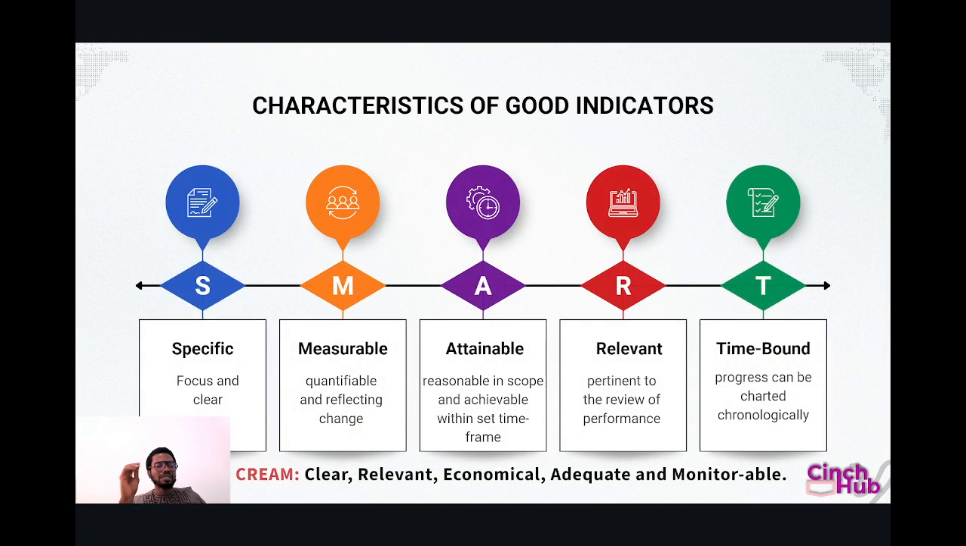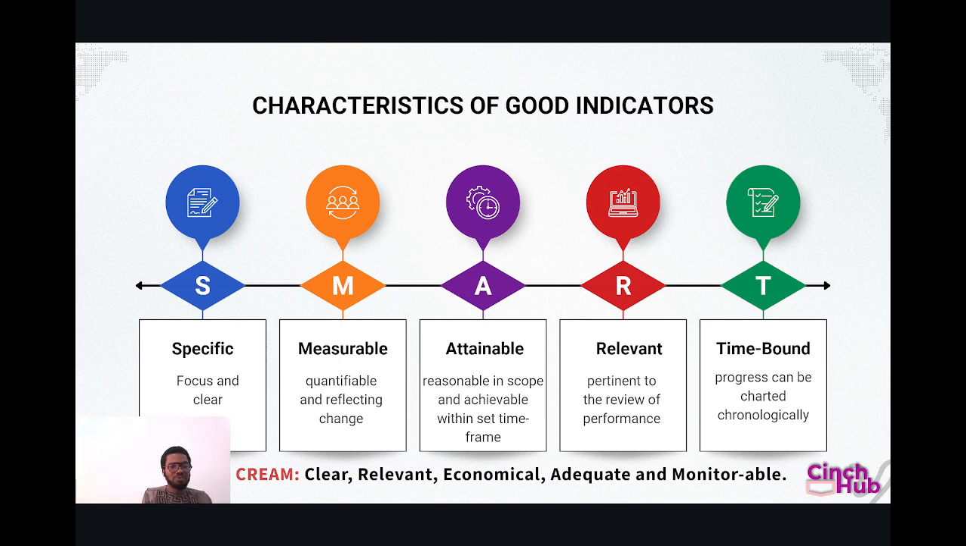So what are the characteristics of a good indicator? A good indicator must be SMART. I believe you must have heard this before, but we need to reinforce it. A good indicator must be SMART. S stands for specific, that's to be clear and focused. M stands for measurable, should be quantifiable, something that you can measure, reflecting changes from here to here. It should be attainable, all right, reasonable in scope and also achievable.